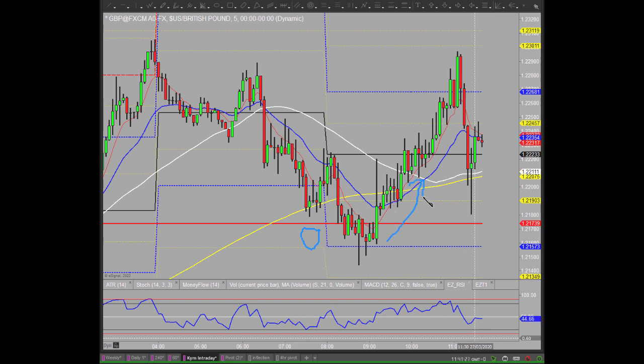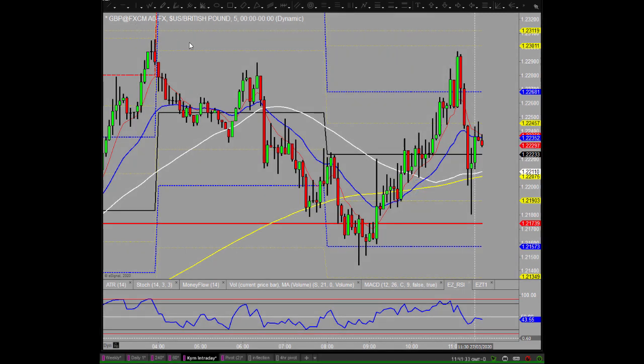Price has pushed up, and since retraced, it's looking bitty. It's best to stay away from it. I'm not too sure where that's going. It looks, if anything, like it might roll over.